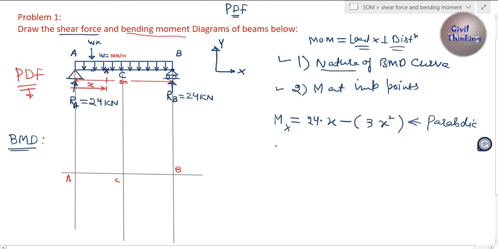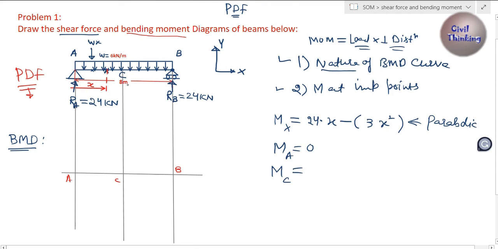Now let's find the moment at A. At A, what is the value of x? Now look here. X begins from A, so at A, 24 multiplied by 0, right? 0 minus 3 multiplied by 0. Okay, this is 0, this is 0, all of this is 0, right?